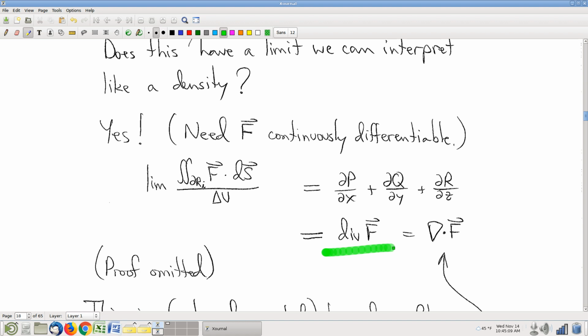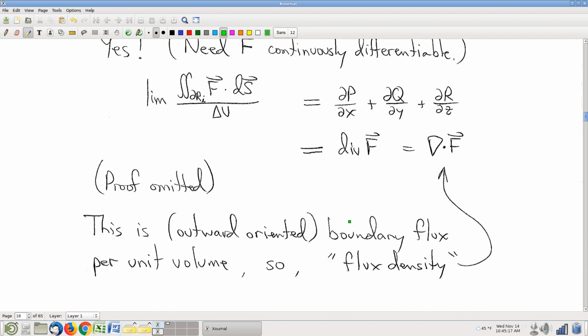So divergence F, sometimes called del dot F, just for the notational reasons. Okay. And before we spike the football on this new theorem, I just want to talk a little bit about terminology as well. I mean, let's not forget where this thing comes from.